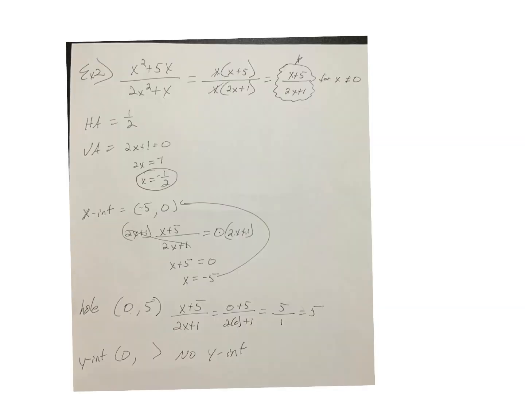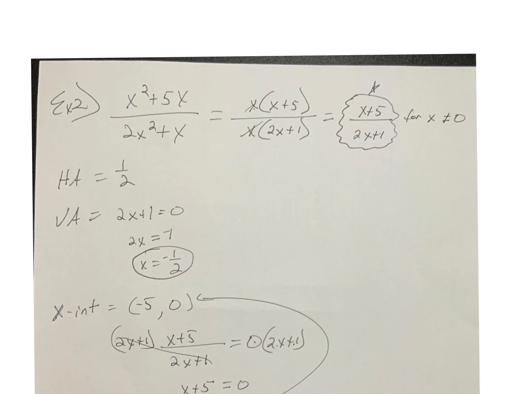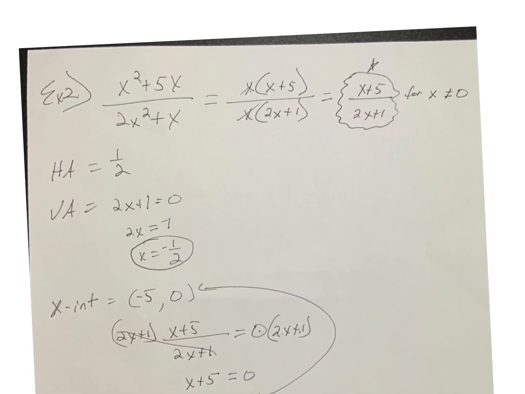Okay, here's one more additional example that I would like to show you. I'm going to go ahead and zoom in a little bit here. So we have the function x squared plus 5x divided by 2x squared plus x. You'll immediately notice that the degree of the numerator and denominator are the same. So to find the horizontal asymptote, we can use the leading coefficients, which is 1 over 2. So 1/2 is my horizontal asymptote.